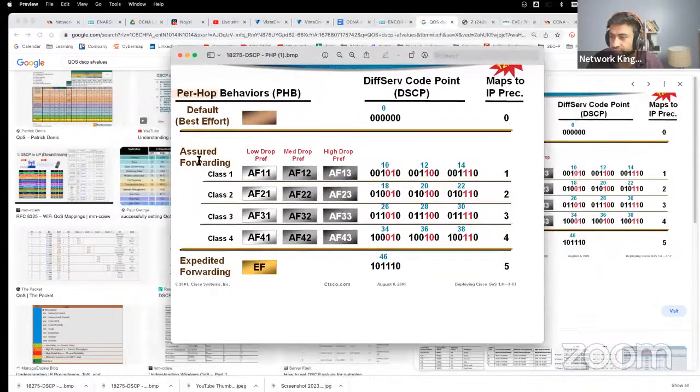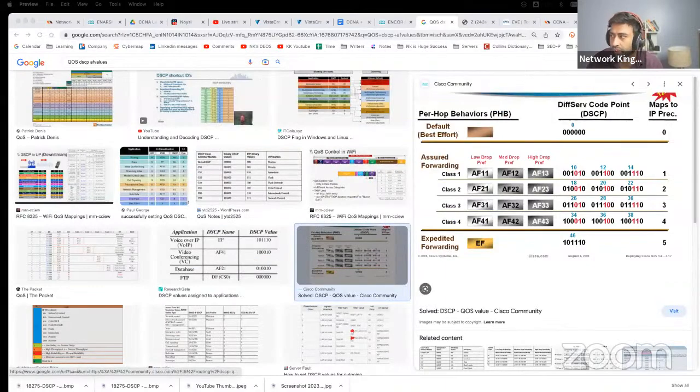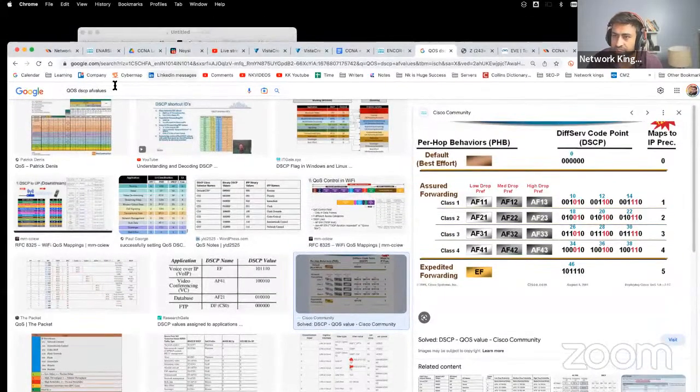So you can see here class 1, AF11, AF12, AF13. This is what we are going to understand, which AF value will be better to forward the traffic. We also need to understand policing and shaping, quality of service techniques.